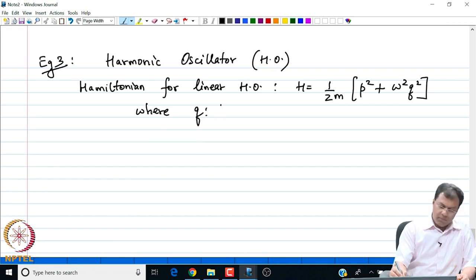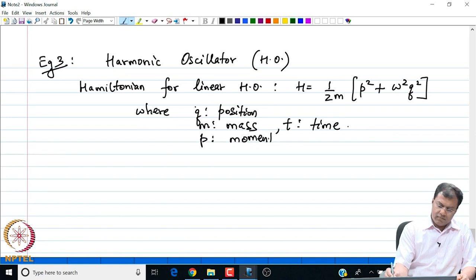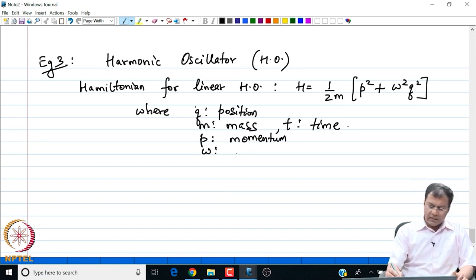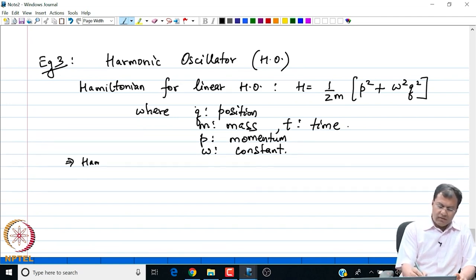Here the variable Q is the position, m is the mass, and t is the time of integration, which we will see soon. So, these are my variables. My P is the momentum, and my omega, in Newtonian mechanics, denotes a physical quantity known as the angular velocity. Here we will denote omega to be a constant without going much into detail.